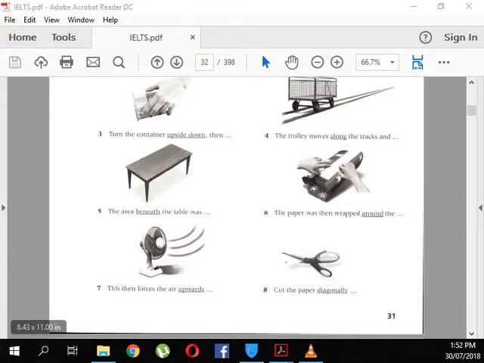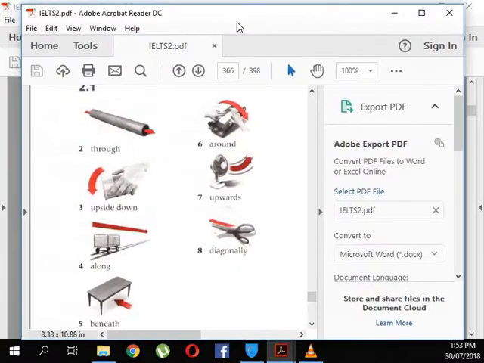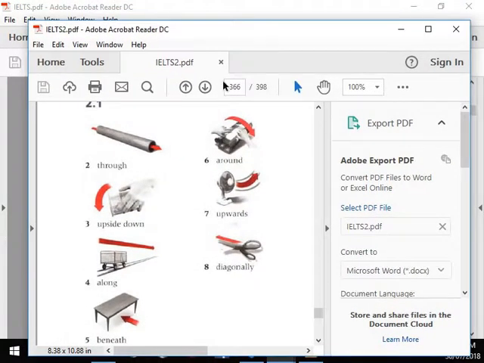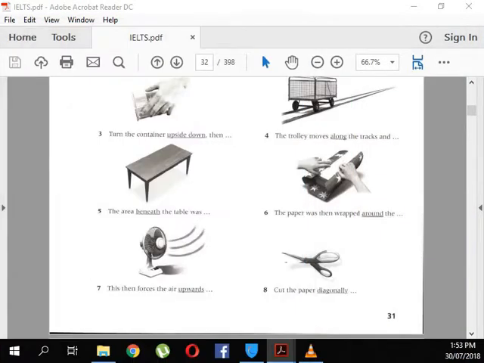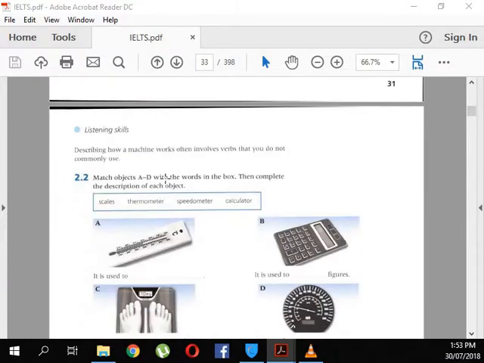To make it easier to understand, just view these images so you can understand how to make those arrows. Through, you can see the arrow is going through. Around, the arrow is like this. Upside down, upward, along, diagonal, and beneath. Okay, just showing the arrows.